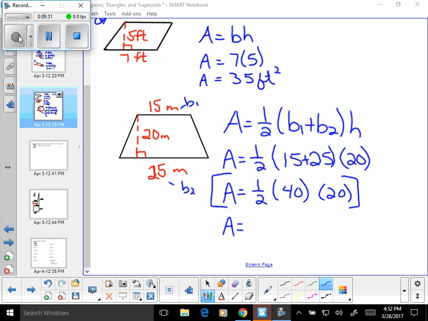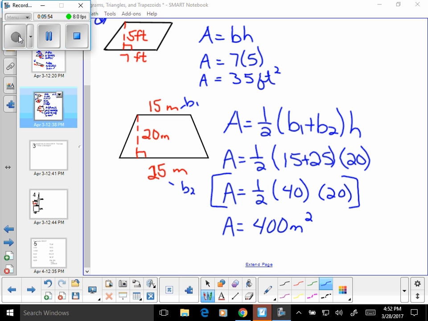If I'm doing it, I look at half times 20 over here. Over on my right, I have 1/2 of 20, that's 10. 40 times 10 is going to be 400 meters squared. Now, others of you are a little bit more linear, so you're going to take half of 40, which is 20. 20 times 20 is 400, not a calculator problem.